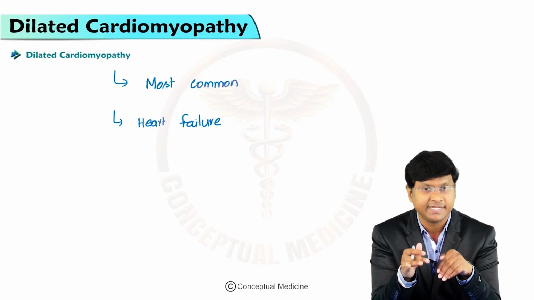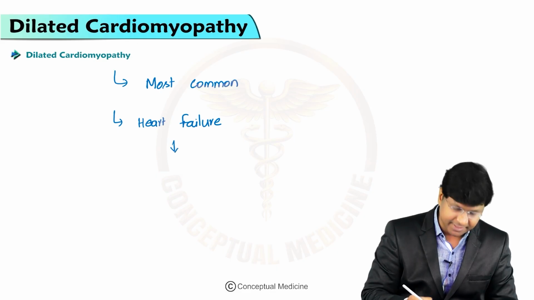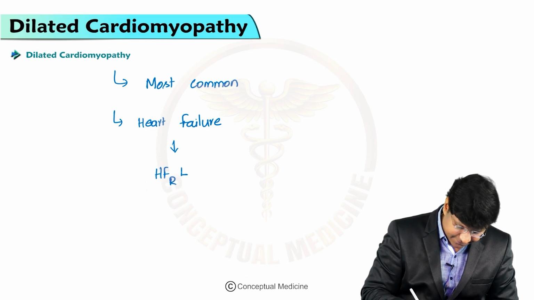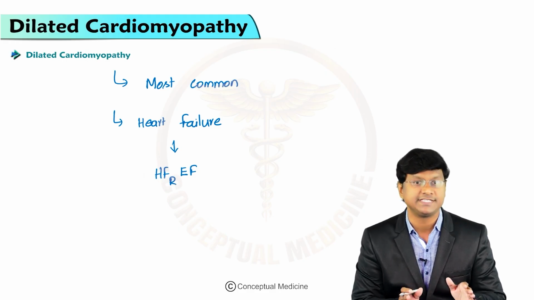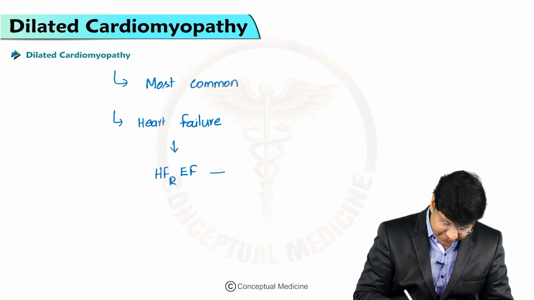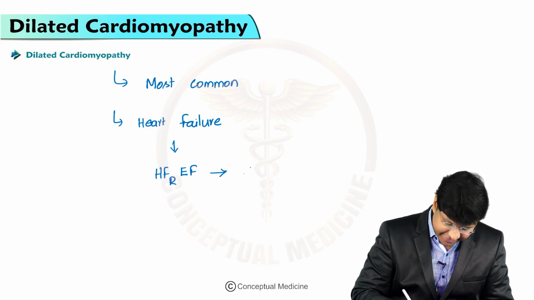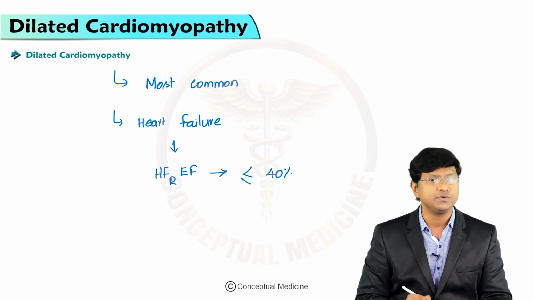Heart failure is classified again as heart failure with preserved ejection fraction and heart failure with reduced ejection fraction. This dilated cardiomyopathy is the one which will cause heart failure with reduced ejection fraction. That is what you will observe in dilated cardiomyopathy. When you use the term heart failure with reduced ejection fraction, how much should the ejection fraction be? Ejection fraction should be less than or equal to 40%.